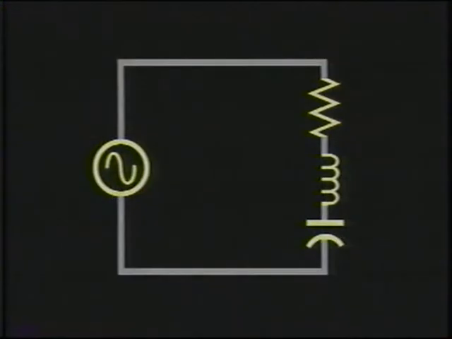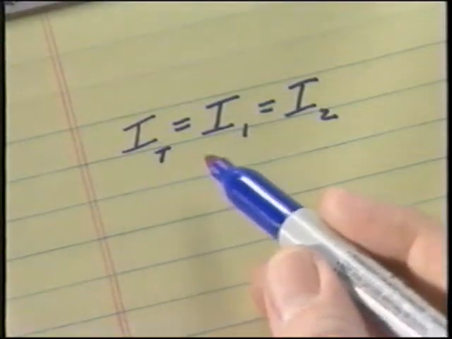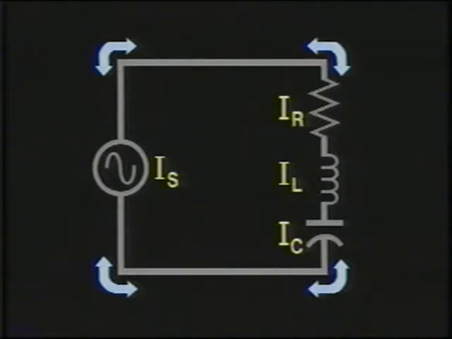This circuit consists of a resistor, an inductor, and a capacitor connected in series with an AC voltage source. Whenever you examine a series circuit, you know that the current is the same throughout, according to Kirchhoff's current law. The source, resistive, inductive, and capacitive currents are all equal. They are identical in both magnitude and phase.